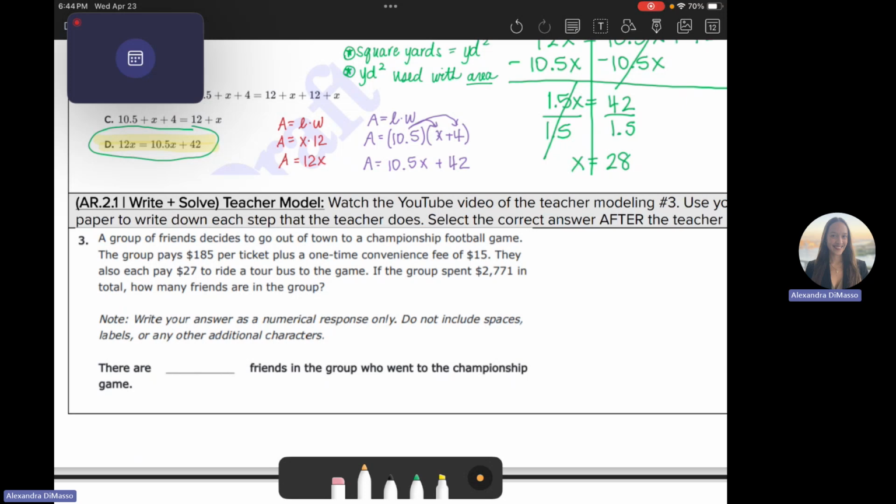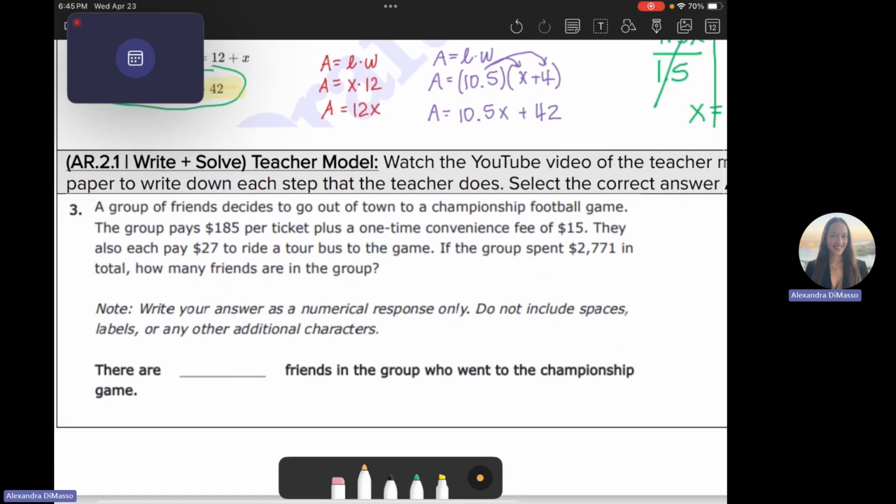A group of friends decides to go out of town to a championship football game. The group pays $185 per ticket plus a one-time convenience fee of $15. They also each pay $27 to ride a tour bus to the game. If the group spent $2,771 in total, how many friends are in the group? Just like my last problems, this follows the same setup where I'm looking for my important information, looking for some key terms, like if I see that word per, and then writing my equation based on what I have here.